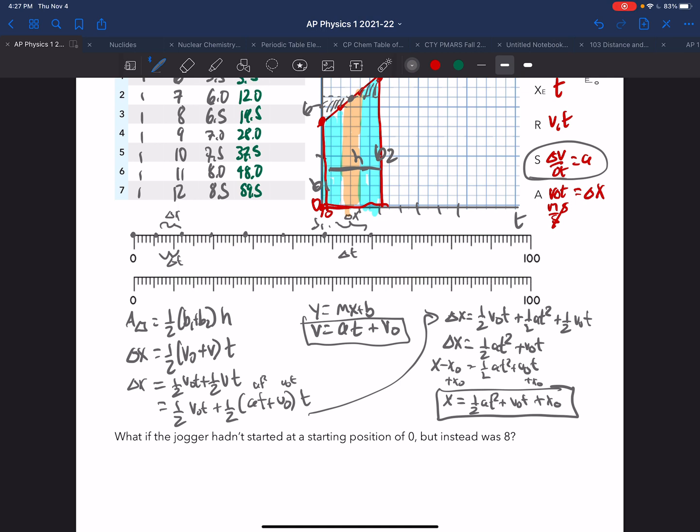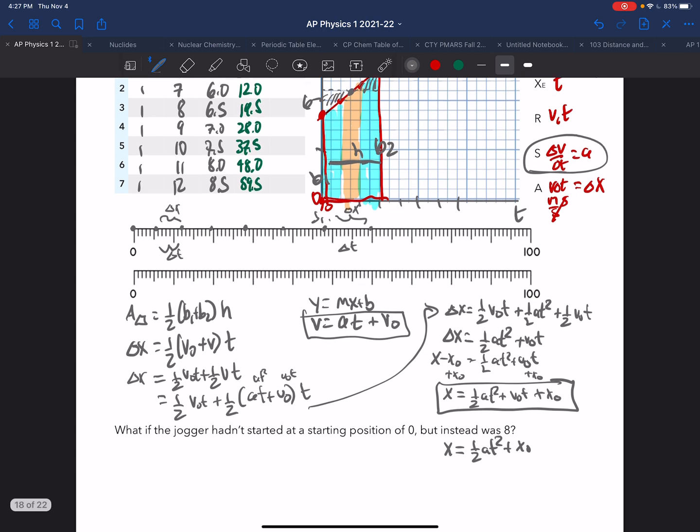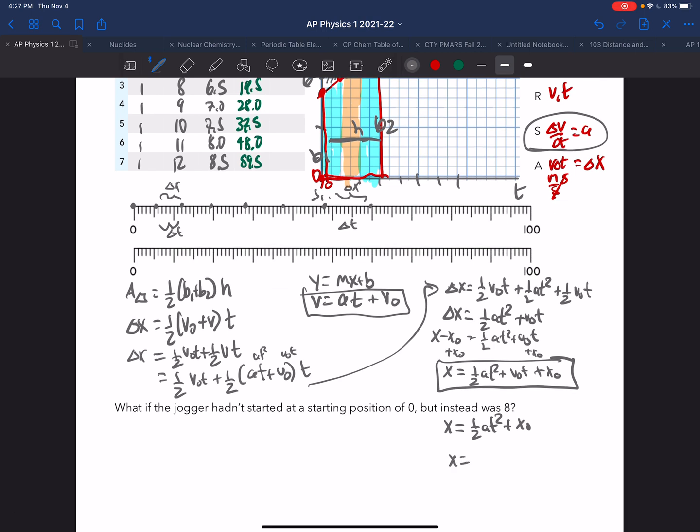From the previous example, we had x equals 1/2 at squared plus x0. And we also had x equals v0t plus x0. And this was for constant velocity. This was for constant acceleration with v0 equal to 0. And this is with constant acceleration v0 not equal to 0. So it looks like we should have 3 different formulas for the instantaneous position.